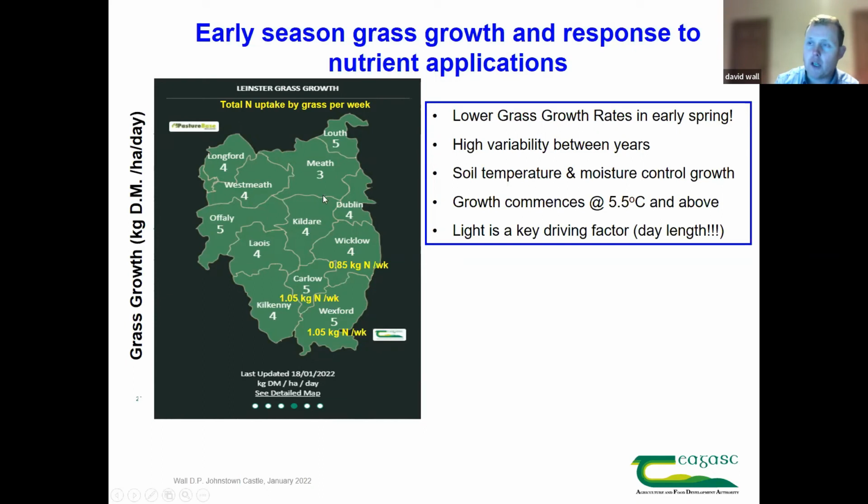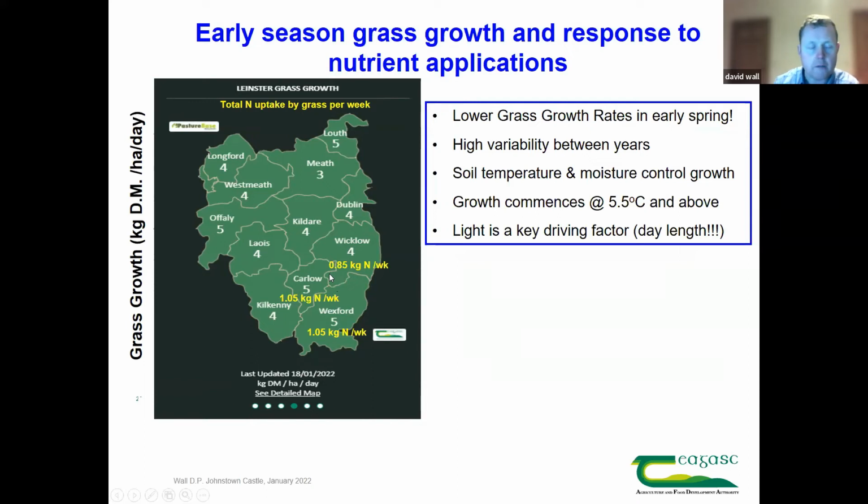And if we look at that in terms of nitrogen demand at the moment, we know it's going to be low based on the previous figure that I showed. However, how low is it? What I've done here is I've calculated the amount of nitrogen needed for those growth rates for an entire week. And you can see there's less than a kilo needed for the whole week in terms of demand to keep that level of grass growth going at the moment.